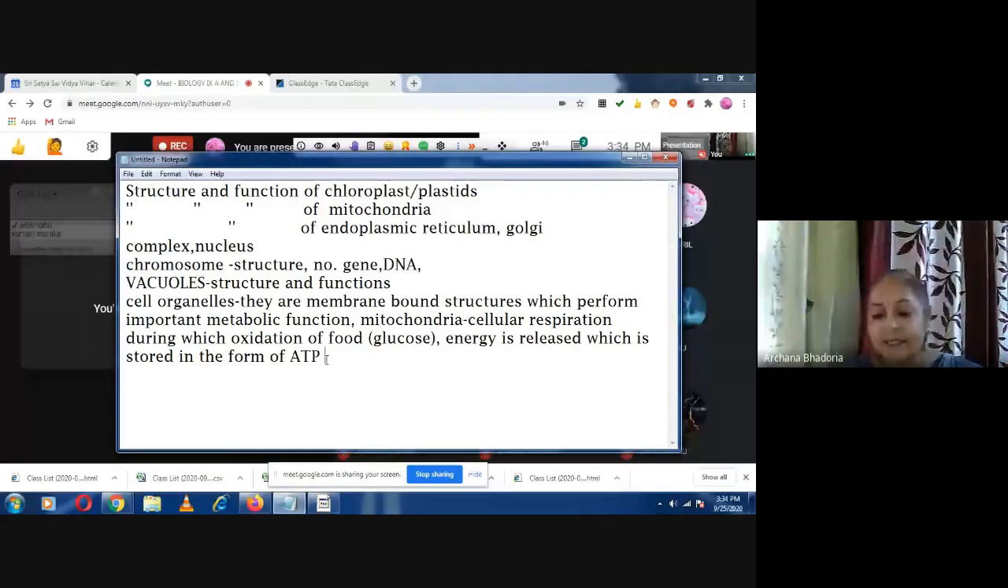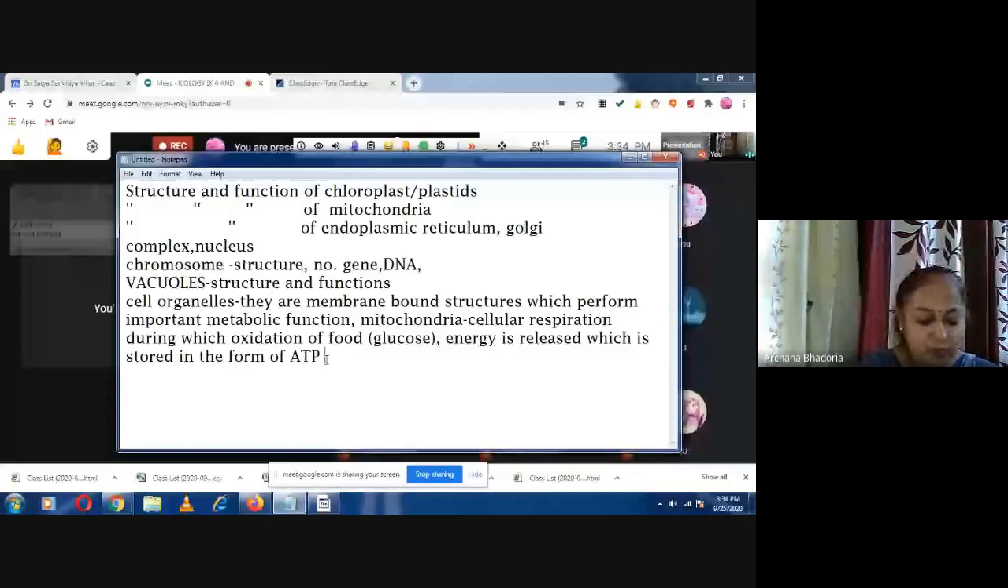Whatever examples I have taken just now, you have understood that an important metabolic process is happening inside them. Inside all those organelles, an important metabolic process is happening. So these are all membrane bound structures in which some important metabolic function is going on, so you are calling it an organelle.